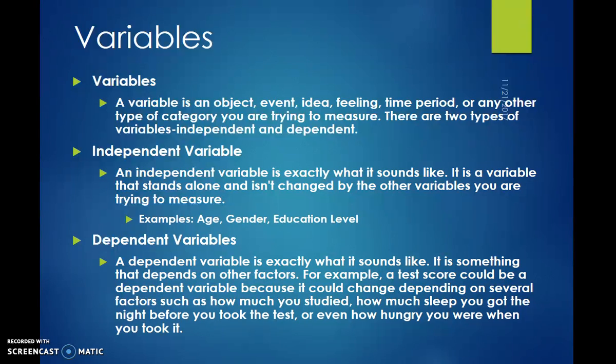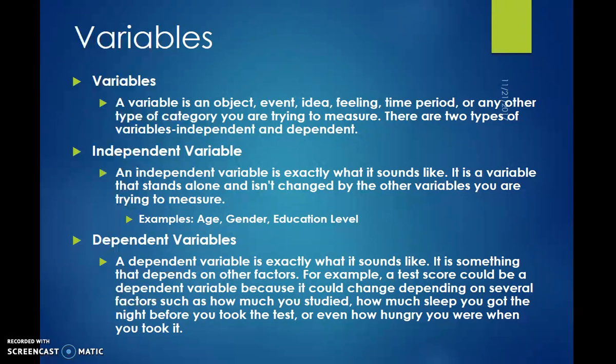So an independent variable is exactly what it sounds like. An independent variable stands alone and it isn't changed by other variables that you're trying to measure. So independent variables are things that are pretty much static, like your age, your gender. I know that one just sounds funny, being that your gender might be different, but it is static at the time that you're doing the experiment.